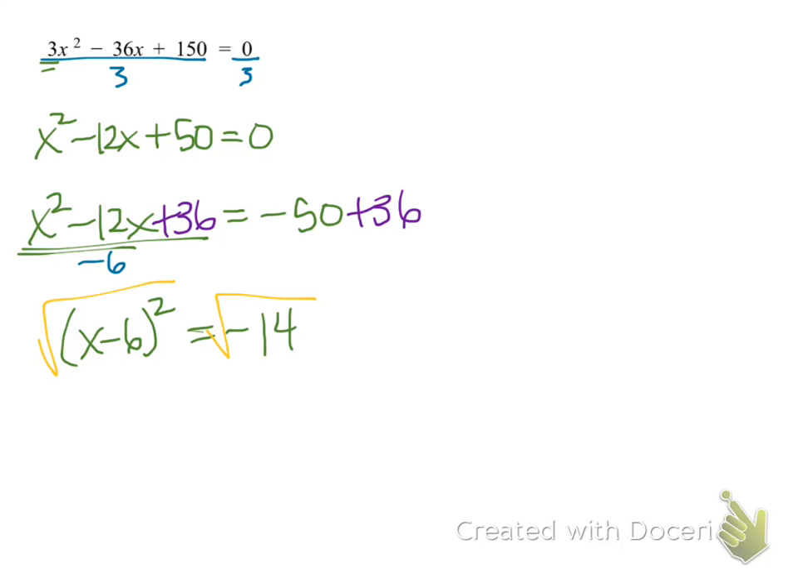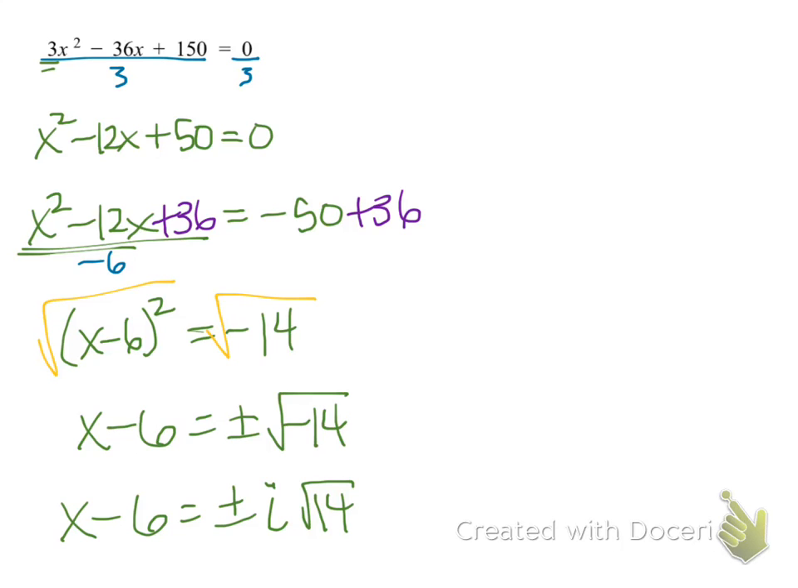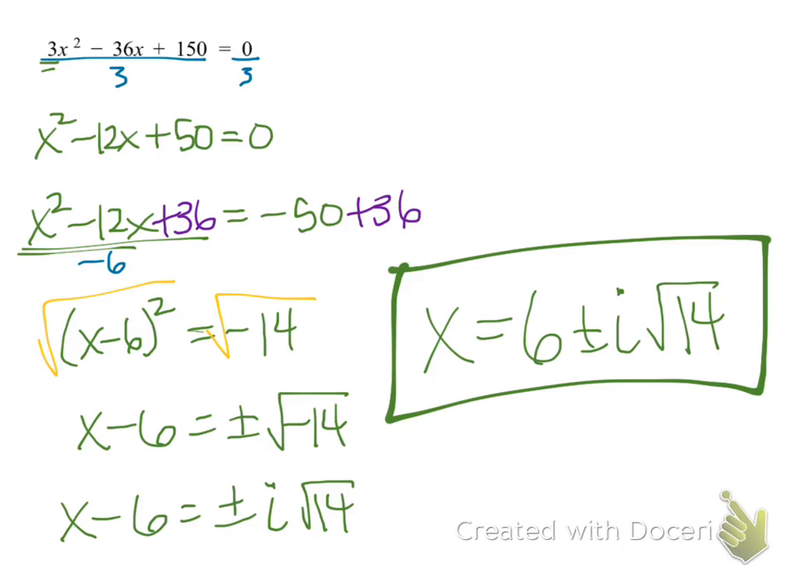Taking the square root of both sides, we get x minus 6 equals plus or minus the square root of negative 14. Keeping in mind that the negative we can bring out as an i. 14 doesn't have any perfect squares that divide evenly into it. So again, my final answer with radical is 6 plus or minus i square root of 14.